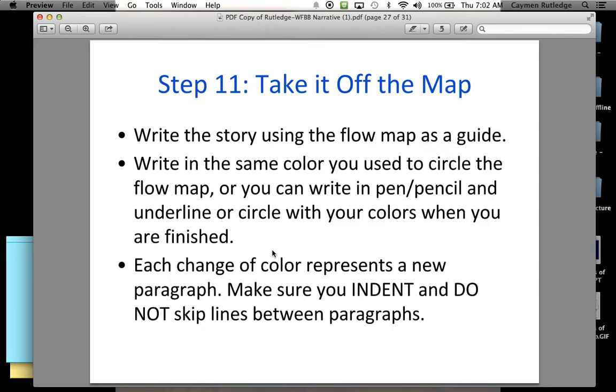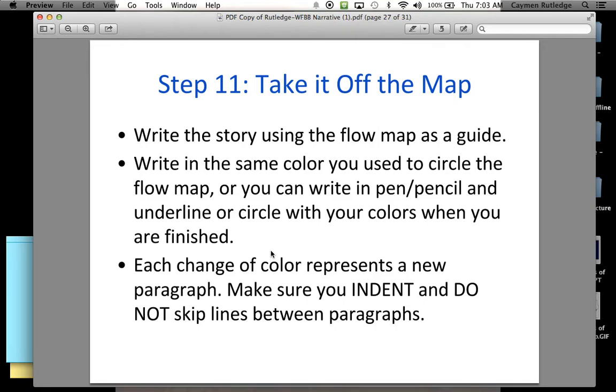So now you are on step 11. This is where you are going to take it off the map, and all that means is you are going to now write your paper. Now please read this slide carefully. The first bullet says write the story using the flow map as a guide. So this means we're not using flow maps anymore. We are writing on our paper.